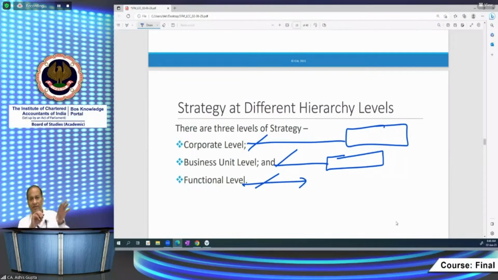Students, you are all well versed because the concept of strategic management has been covered at intermediate level. I'm just giving you a brief.